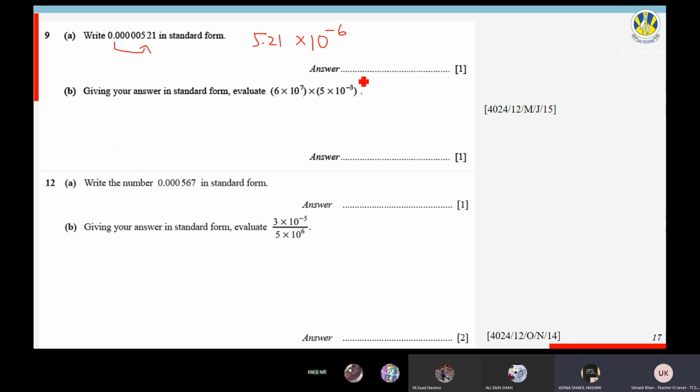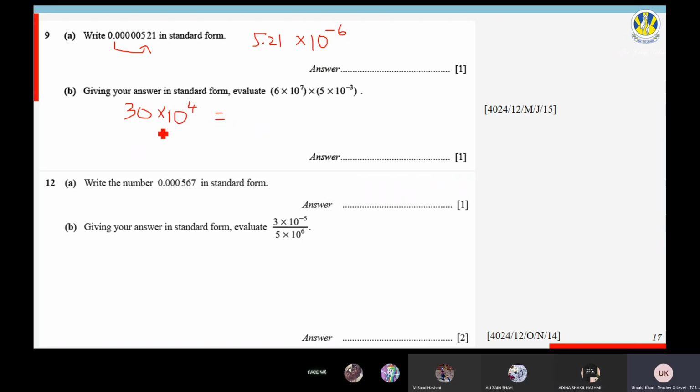Okay. Next, you have to write it in standard form. Now you have two numbers and you are going to multiply them. So what will be the answer? 5 will be multiplied with 6, you will get 30. Multiplied by 10 raised to the power 7 and minus 3. What will be the answer? It will be 4, right? It will be 4.